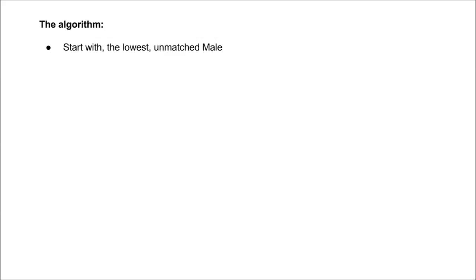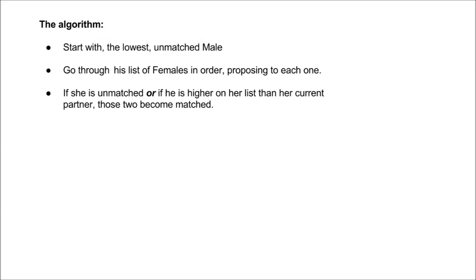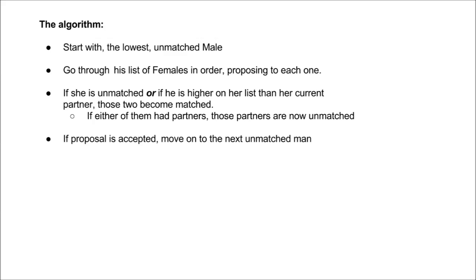So, for the algorithm itself, you start with the lowest unmatched male, and go through his list of females in order, proposing to each of them in turn. If the one he proposes to is unmatched, or if she prefers him over her current partner, then those two become matched, and any previous partner they had is now unmatched. If the proposal is accepted, move on to the next unmatched male, and then repeat until you run out of men and they're all matched up.